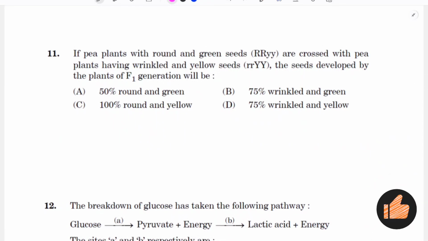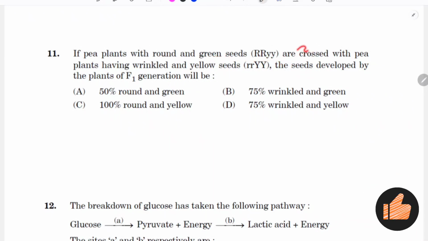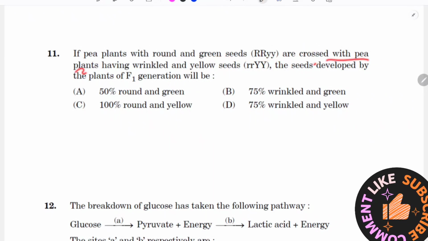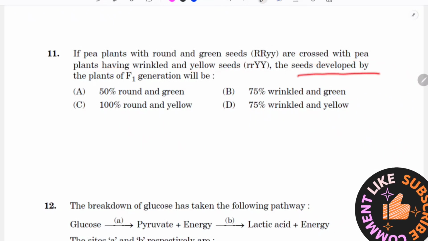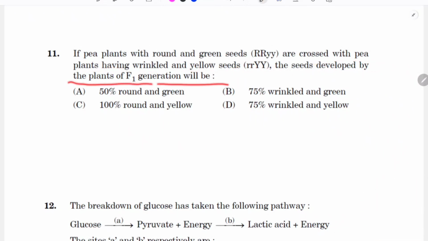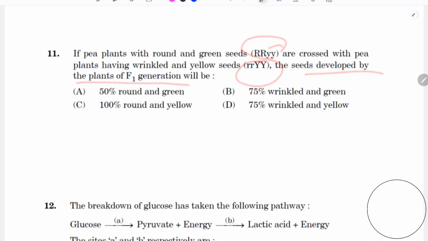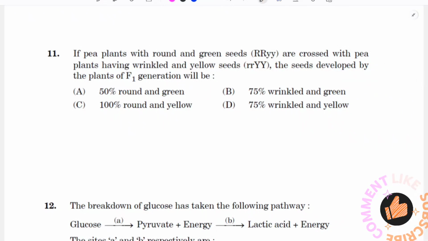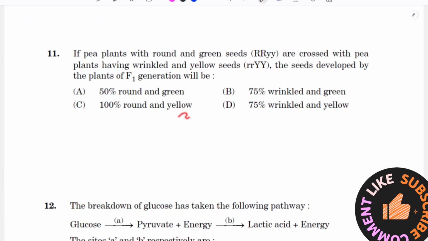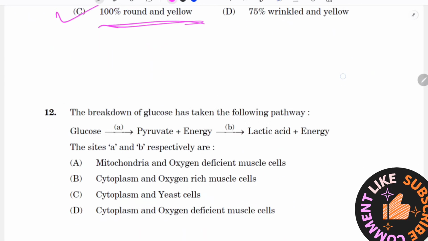11. If pea plants with round and green seeds, RRyy is given, are crossed with pea plants having wrinkled and yellow seeds, the seeds developed by the plants of the F1 generation will be: with this combination, what type of seeds will be developed in the F1 generation? The options are 50% round and green, 75% wrinkled and green, 100% round. So the correct answer here is 100% round and yellow.